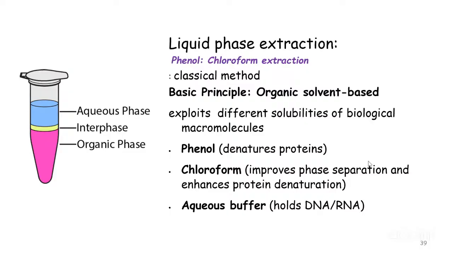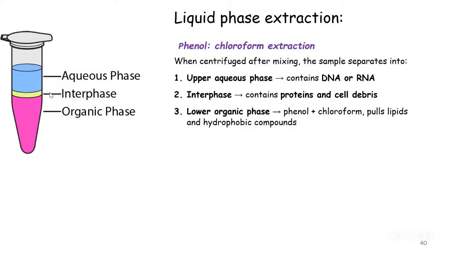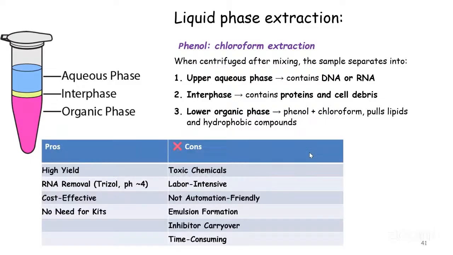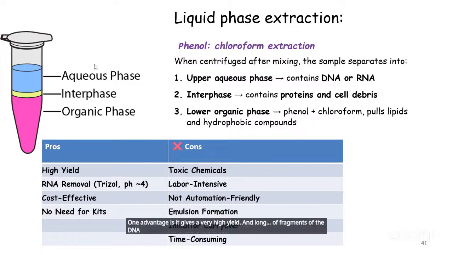After this, we either centrifuge the tube or we keep it for a long time. Then there will be three phases: aqueous phase, interphase, and organic phase. The upper aqueous phase will contain DNA or RNA. The interphase will have proteins and cell debris, and the lowermost will have phenol chloroform plus the lipids, etc. Then you can take this upper part and precipitate the DNA with alcohol and salt and separate it. The advantage is it gives a very high yield and long fragments of the DNA. And RNA can also be separated.